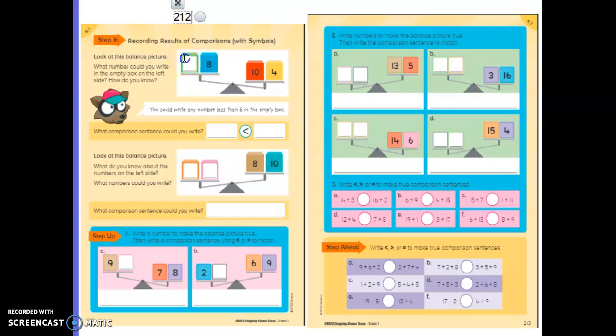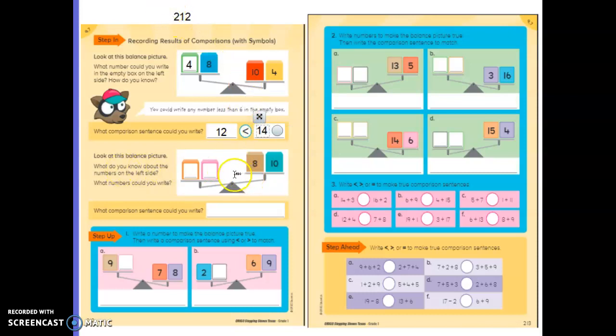Oh, I could write any number that's less than 6. So let's write 4. 4 plus 8 is 12. So I know that 14 is greater than 12. And I could write the sentence here. 12 is less than 14.